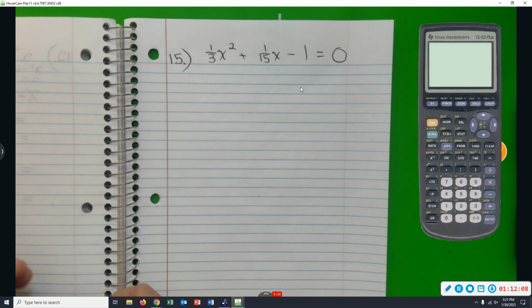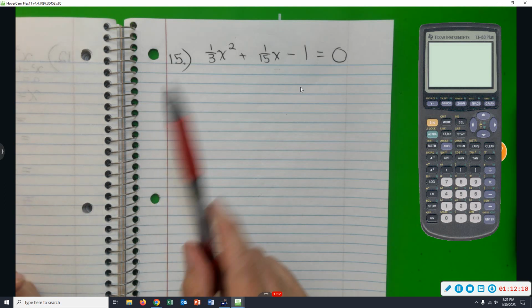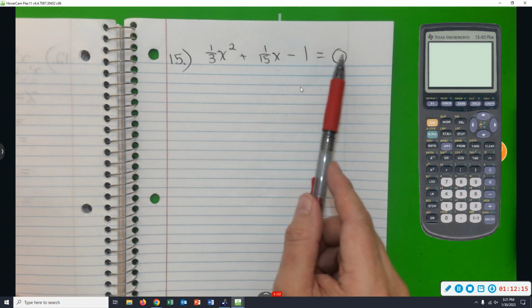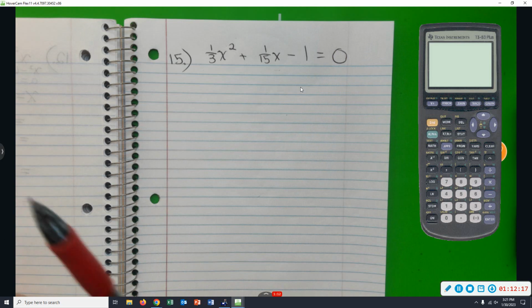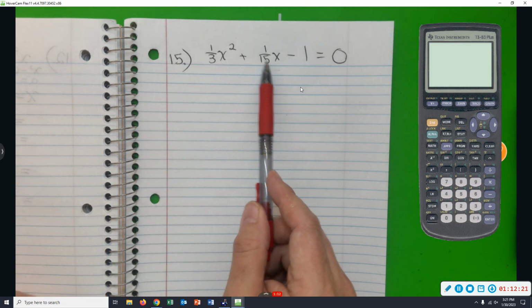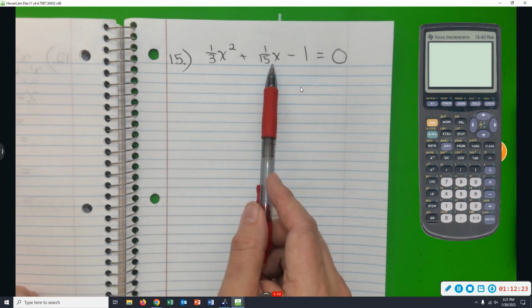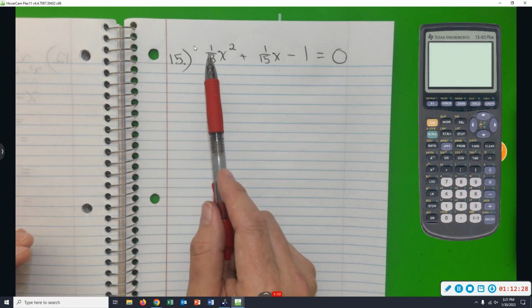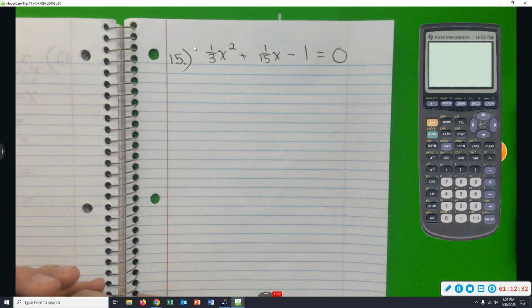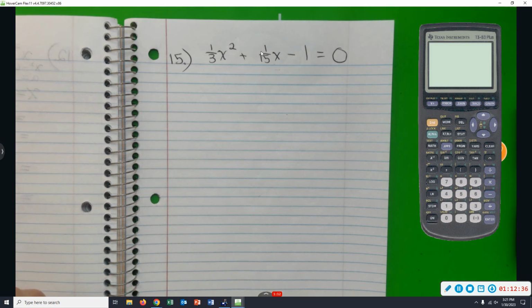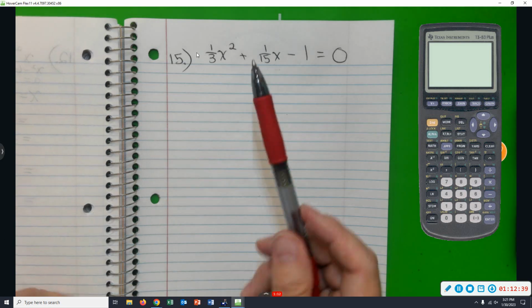Here's the thing. What number could we multiply through by? There's a lot of them, actually. I'll just be looking for the smallest number. I want the smallest number that these denominators will divide evenly into. We need a number that 3 divides evenly into and 15 divides evenly into. 15? I think that's it.